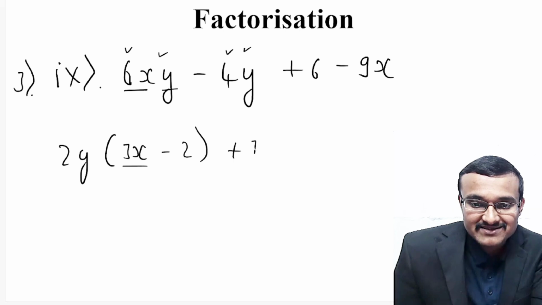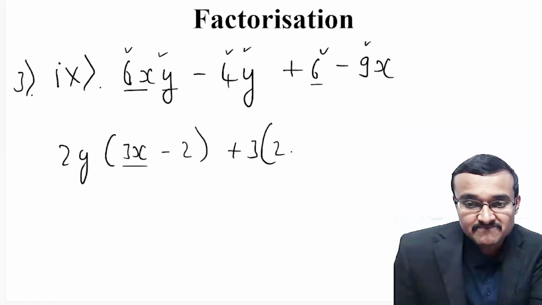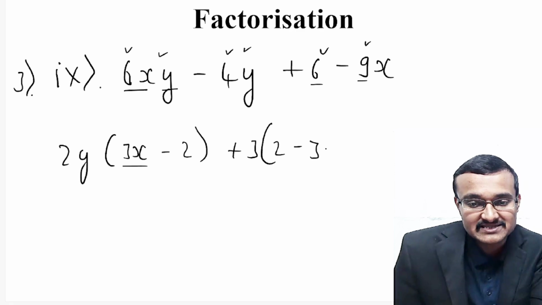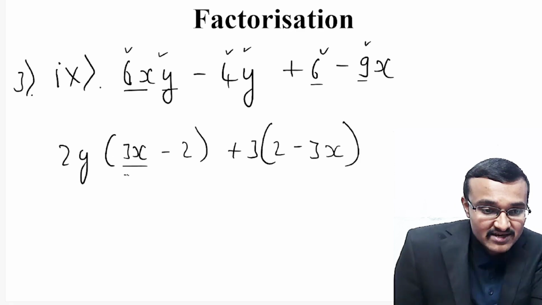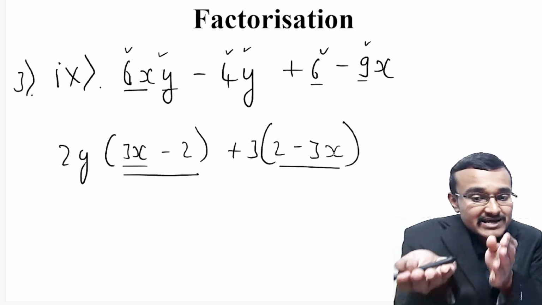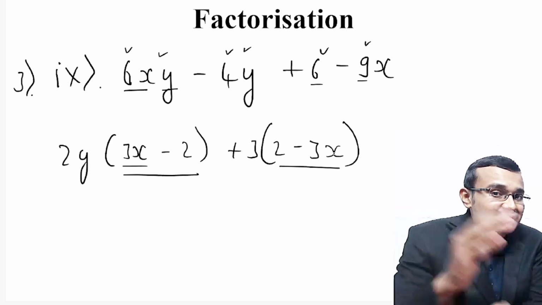Plus, you can take 3 common from this 6 and 9. So when you take 3 common, you will be getting 2 inside bracket, because 3 into 2 will be 6. Minus, when you take 3 common from this particular 9, 3 will be remaining inside bracket. And x will also be remaining. So 2 minus 3x. Here you can see you have 3x minus 2. Here you can see 2 minus 3x. When you take minus outside, again this 2 minus 3x will become 3x minus 2.